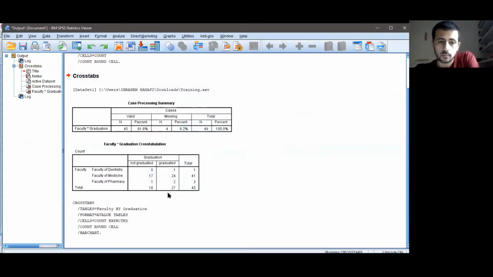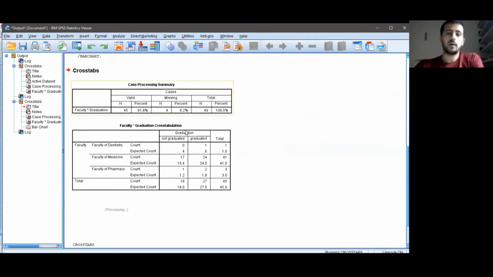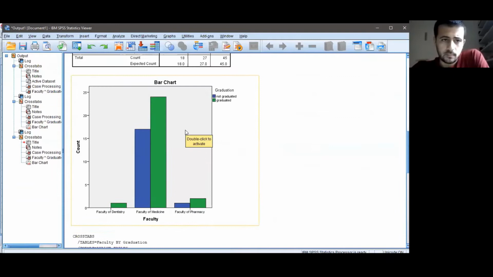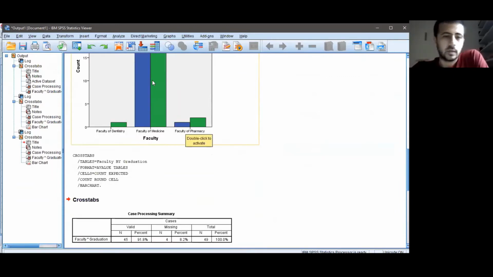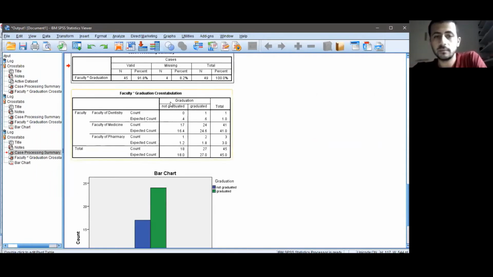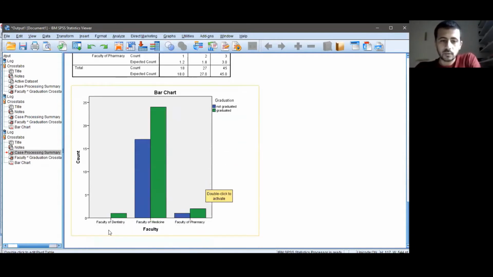Here we have... it just took a lot of time. Okay, here what do we have? The same first table. For the second table, we have the same numbers in here, but we have expected count. What is the meaning of expected count? We will discuss that later, but let's now look at the faculty.